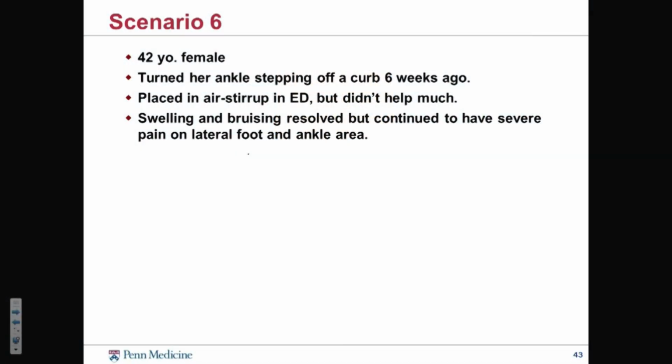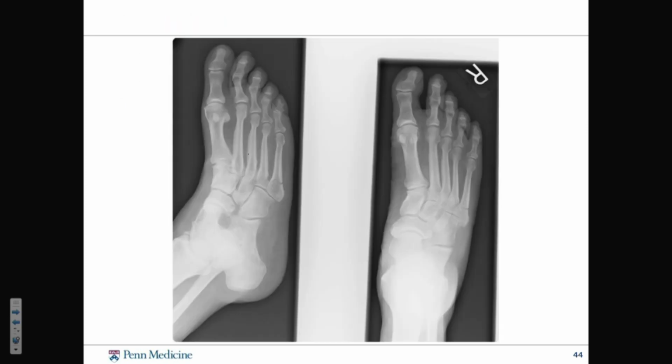Scenario 6 is a 42-year-old female. She turned her ankle stepping off a curb about 6 weeks ago. They placed her in an air stirrup in the ED, but that didn't really help. Her bruising and swelling have resolved, but she continues to have a lot of pain over the lateral foot and ankle. So here are her x-rays. And what you'll notice here is some abnormality at the base of the fifth metatarsal. And the point here is you always need to check the foot when people have an ankle sprain and turn it, because you can sometimes end up with a fracture of the fifth metatarsal.